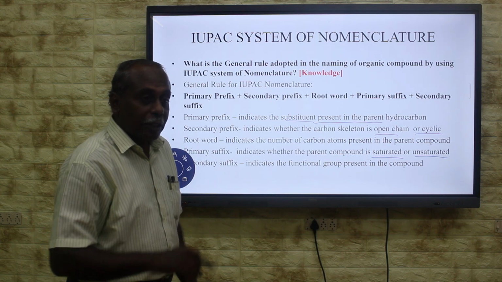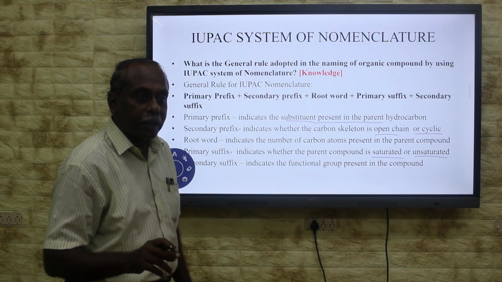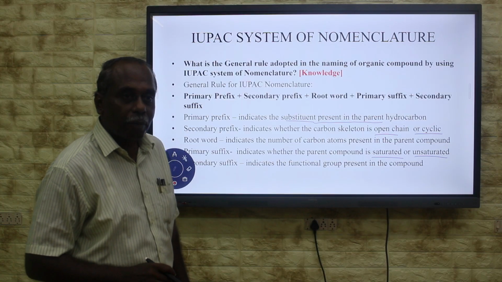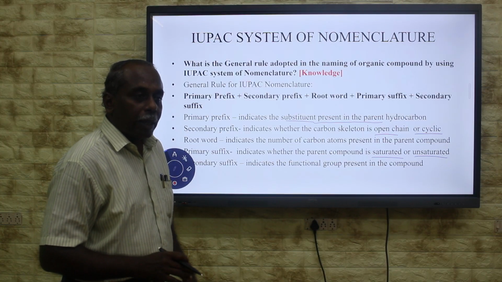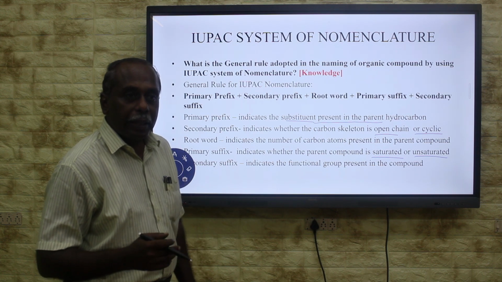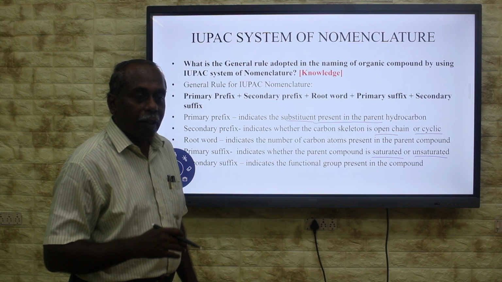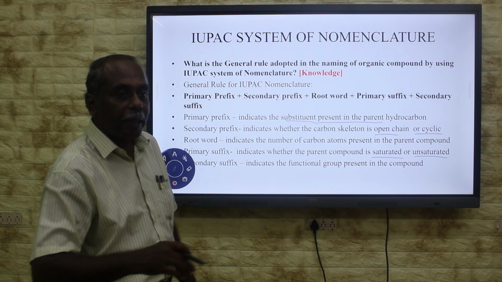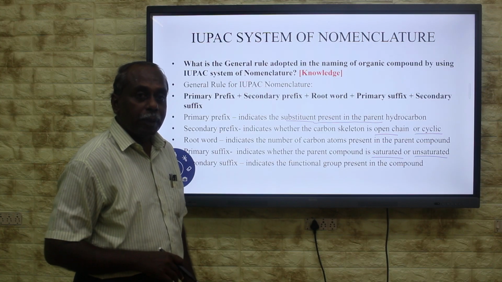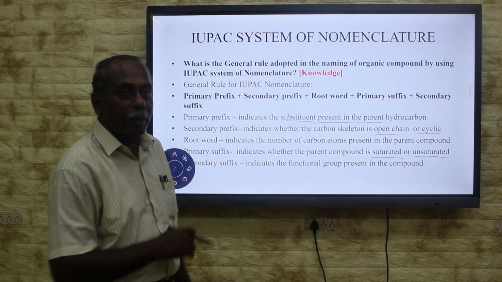Here, in the trivial system, there may be one double bond or one triple bond present in the compound. Those compounds can be named with the help of the trivial system of nomenclature. But when there are more double bonds or triple bonds present in the carbon chain, it could not be applied. Those limitations are eradicated in the IUPAC system. With more double bonds, the positions of the double bonds are mentioned.